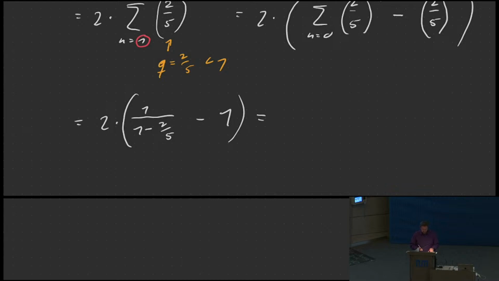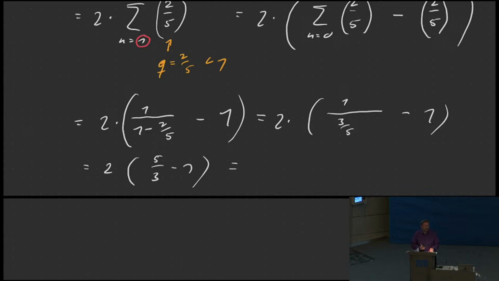Right, so now we just have to simplify that a little. Let's see. 1 minus 2 over 5, that is 3 over 5. So we get 2 times, let's see, 1 over 3 over 5 is 5 over 3, minus 1. 5 over 3 minus 1 is 2 over 3, so we get 2 times 2 over 3, and that is 4 over 3. So we can see that the series converges because basically it's a geometric series, and the limit is 4 over 3.